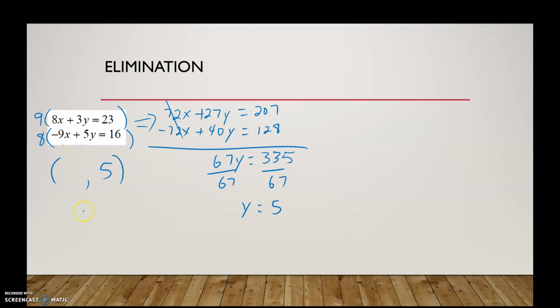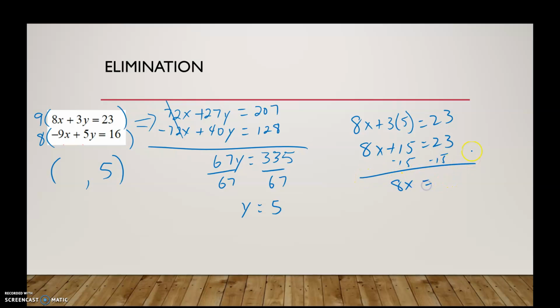So it goes back here in the y. Now I'm going to plug it into the top equation because everything's positive up there, so it seems easier. So 8x plus 15 equals 23. Take away 15. 8x equals 8. Divide by 8. And x equals 1. And there we go. Not bad so far. All right, let's keep rolling.